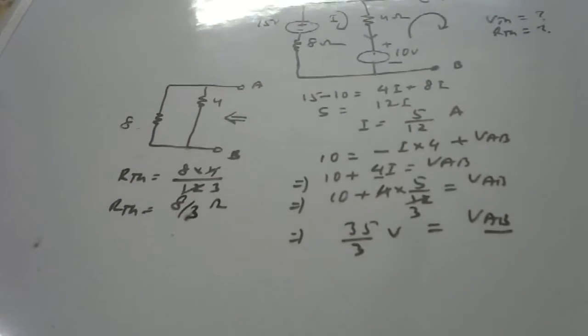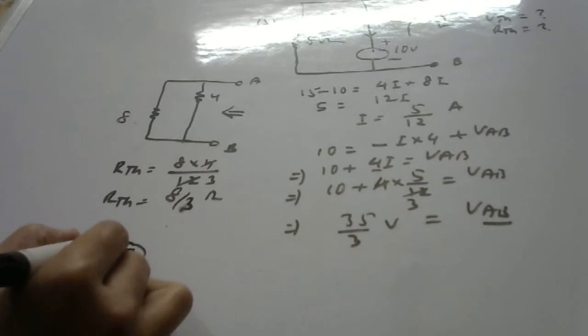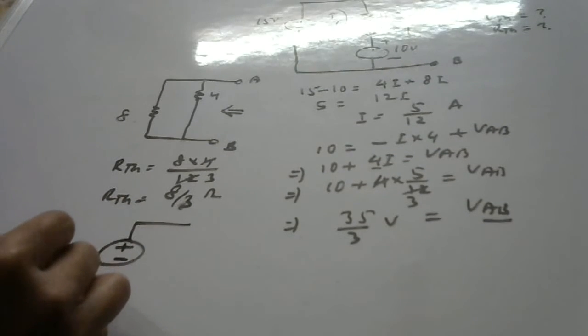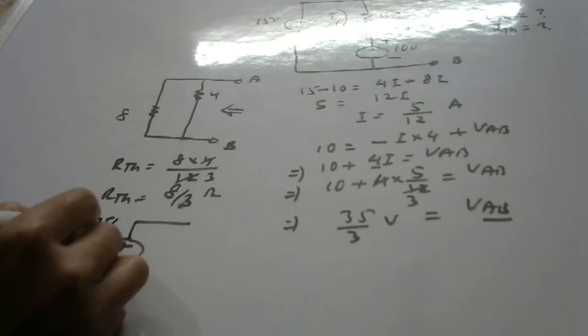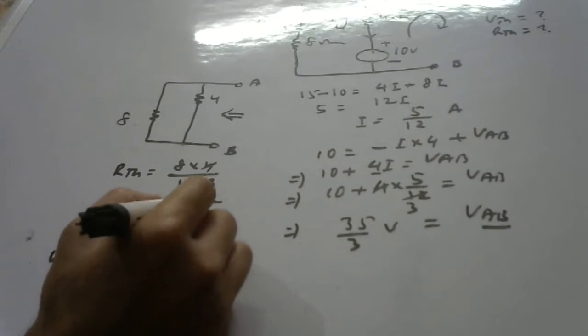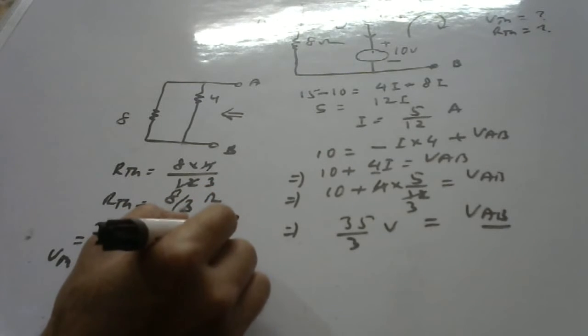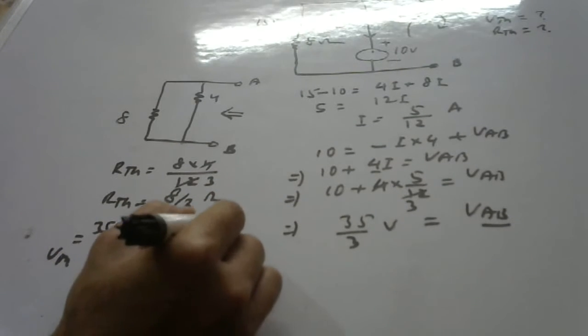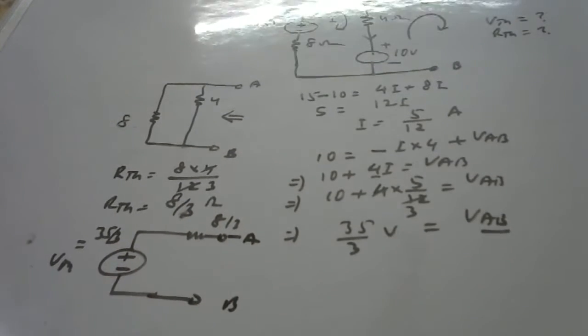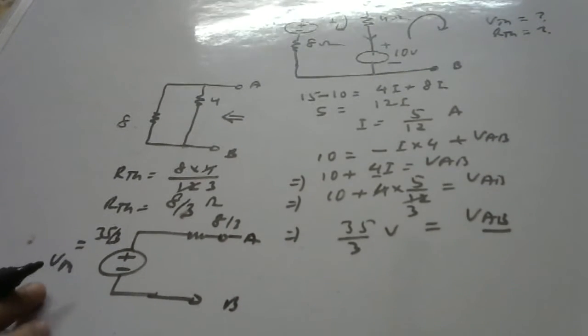Now the whole network: this is positive, this is negative. VTH we got is equal to 35 by 3, and here is the series resistance RTH 8 by 3 ohm, and here is AB. This is the Thevenin's circuit.